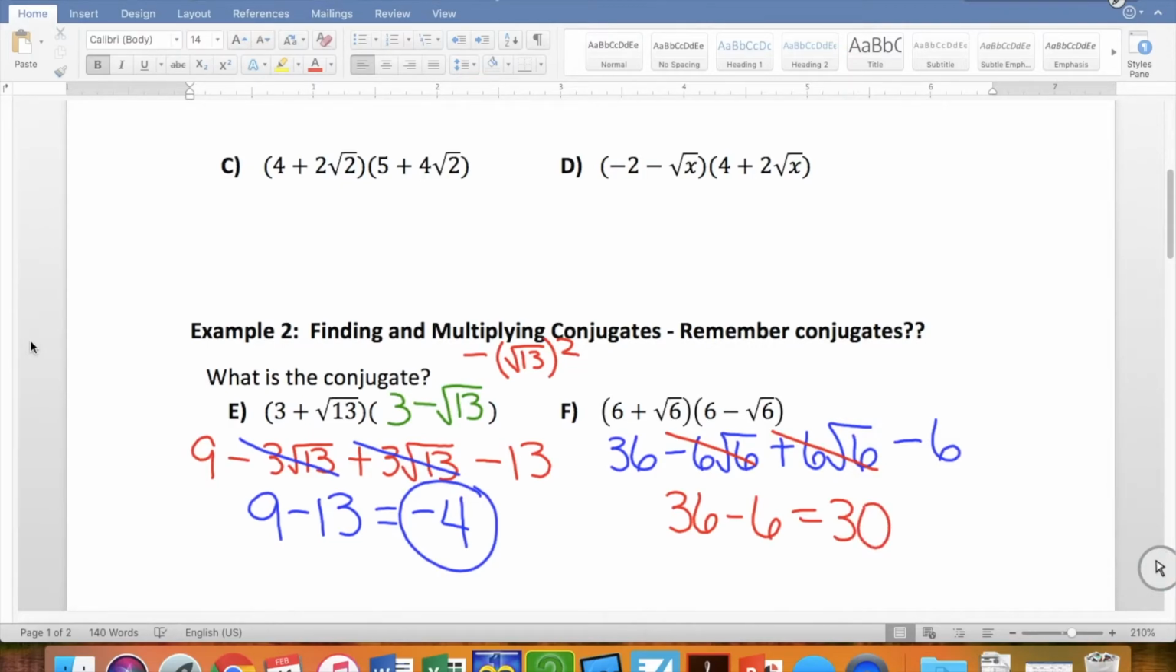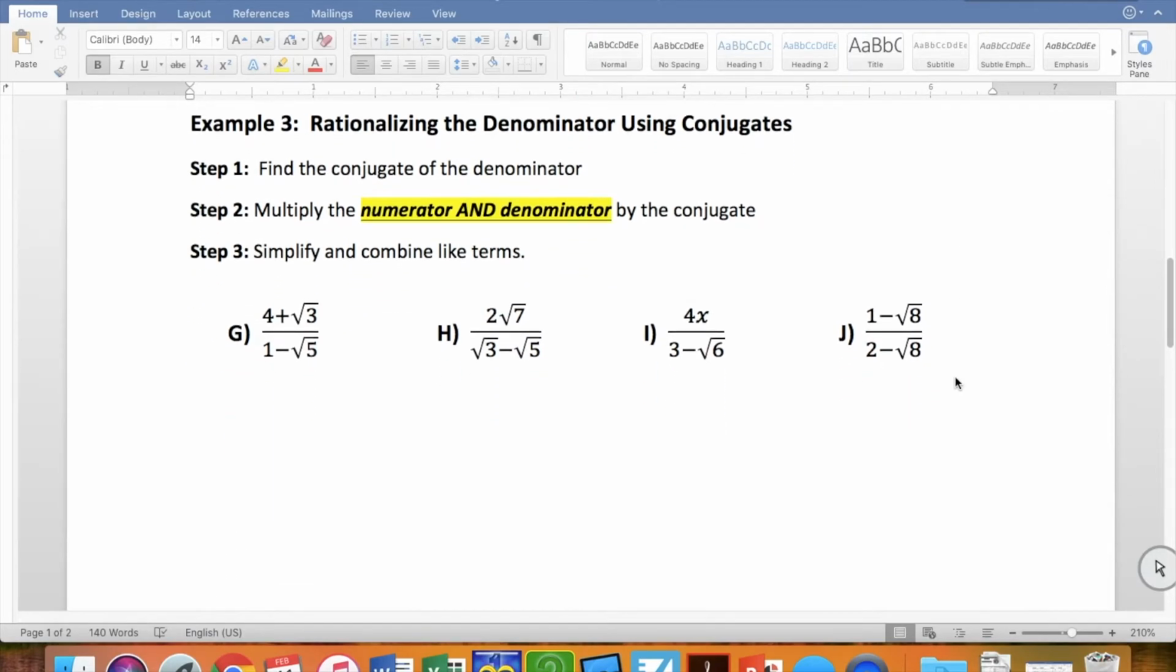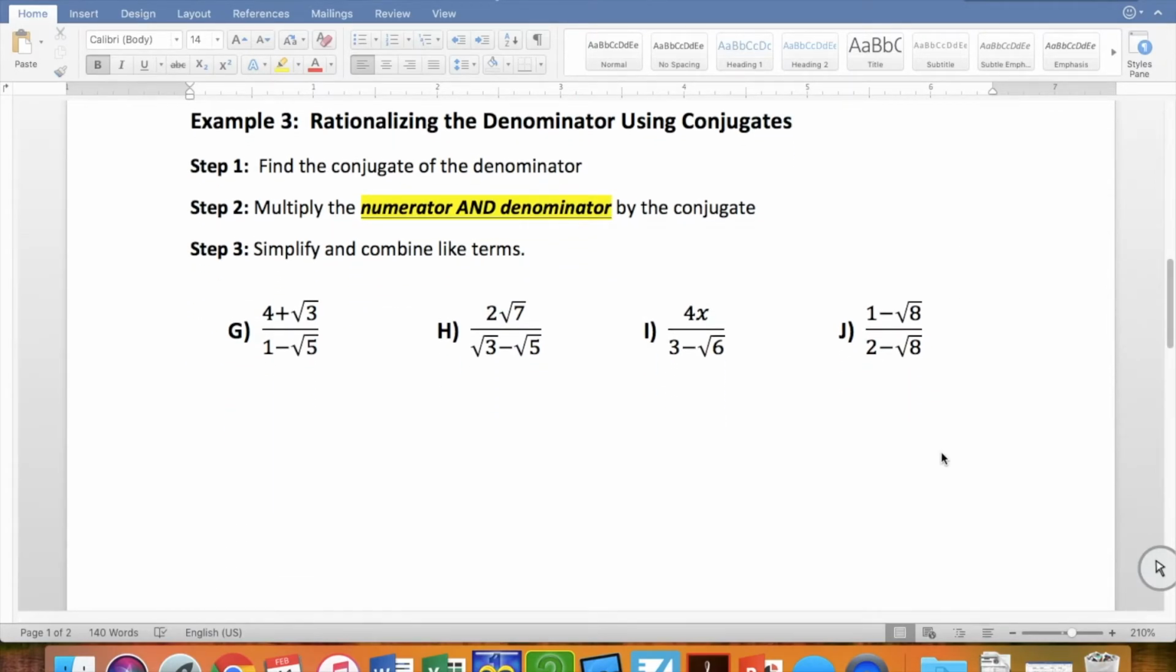Okay, so let's go ahead now and use those conjugates to help us actually rationalize a denominator. Finding the conjugate of the denominator is the first step. And then you're going to multiply the numerator and the denominator by the conjugate, because this is a form of 1. If I have something over itself, I'm multiplying by a form of 1, so I am not changing my equality. I'm not changing the value of the original fraction. And then simplify and combine like terms.